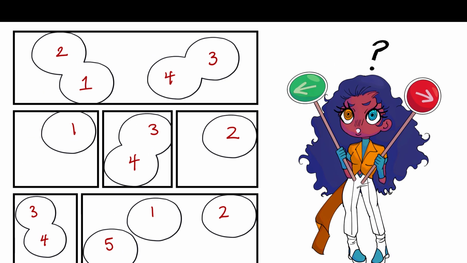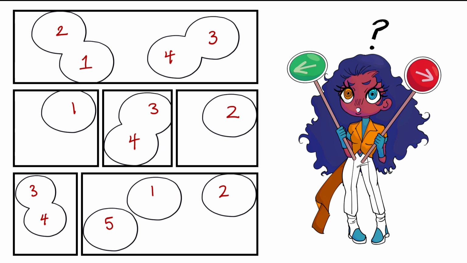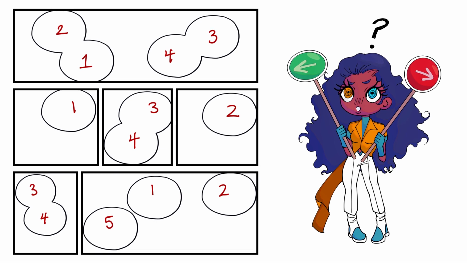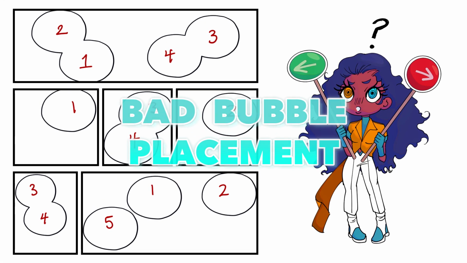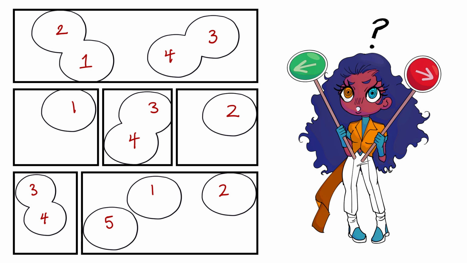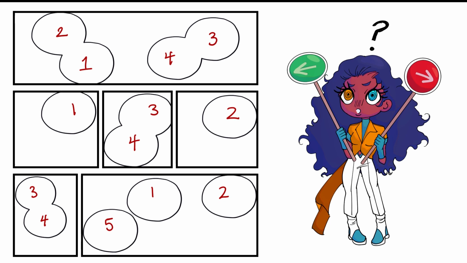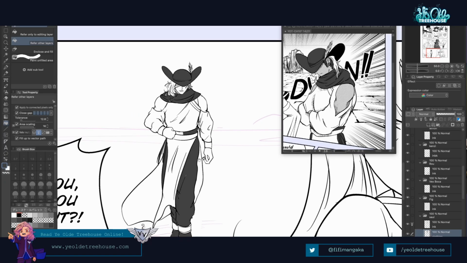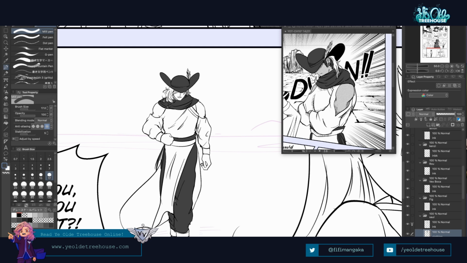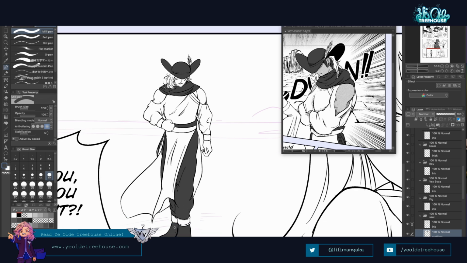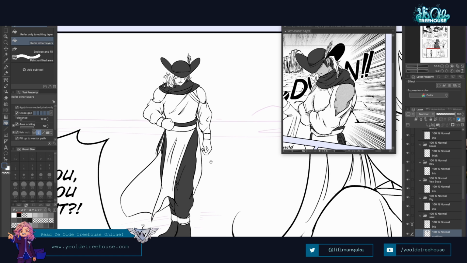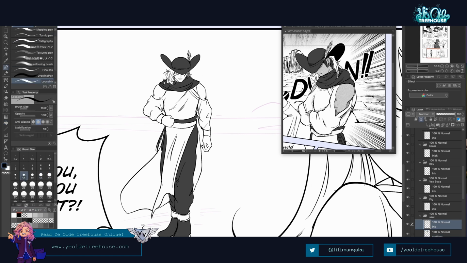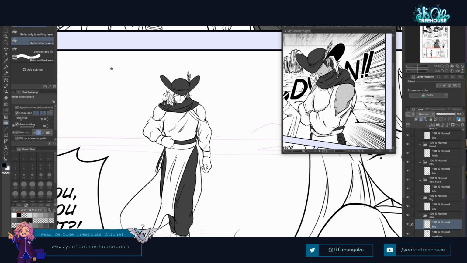Mistake number 5 is related to mistake number 1, which is the panel flow and layout, and that is poor speech bubble placement. Speech bubbles are supposed to make the dialogue flow naturally, but if they're placed haphazardly, they can really disrupt the entire reading experience. A common mistake is putting the bubbles in a way that forces the reader's eye to jump back and forth unnaturally across the page.